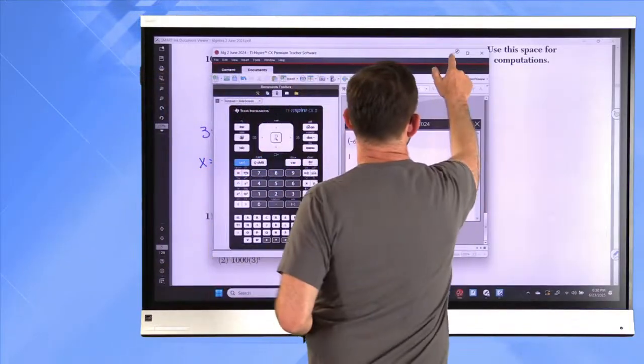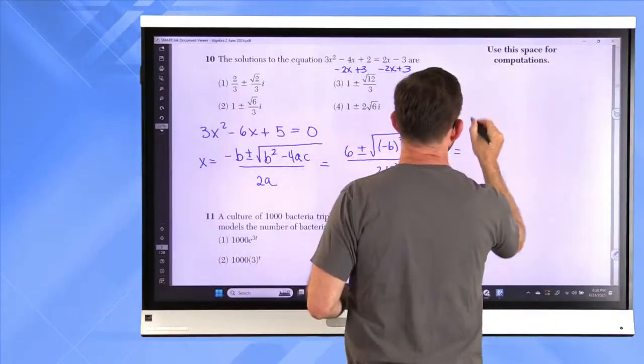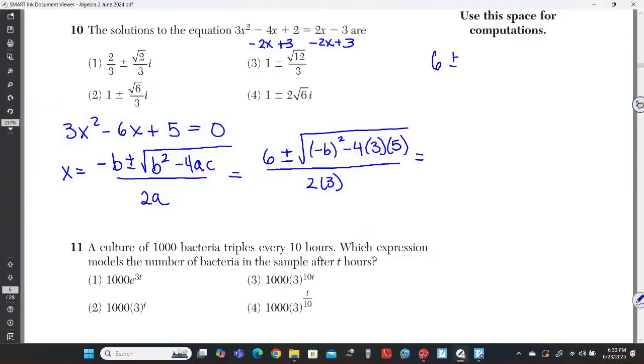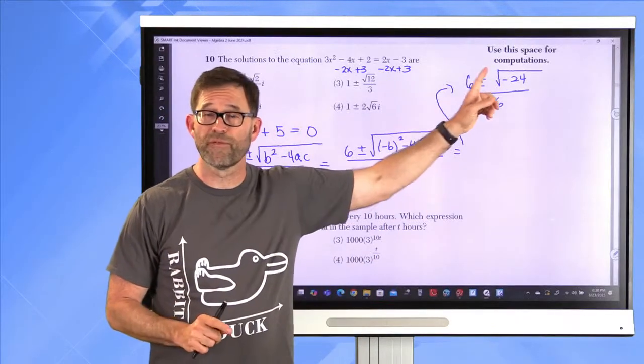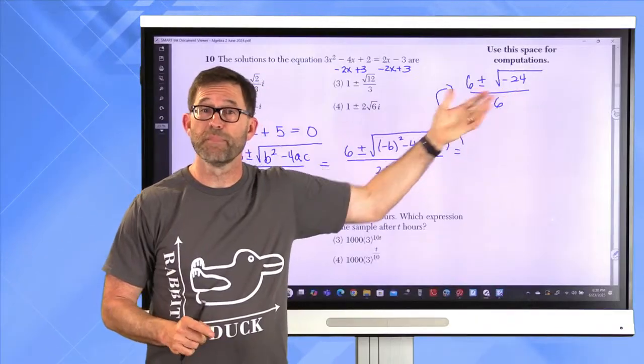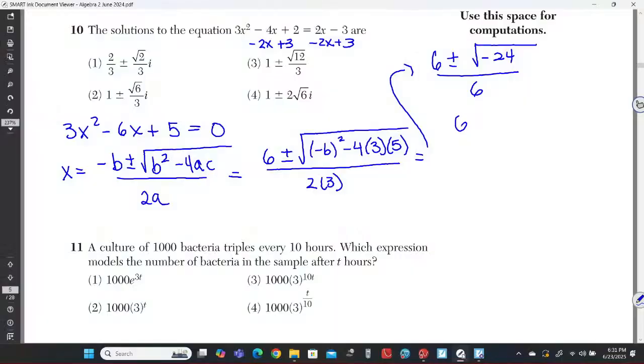All right, but let me get that -24 in there. So we're going to get 6 plus or minus the square root of -24, all divided by 6. All right. Now, we've got some work to do. We need to simplify this radical, and it's a bit ugly, all right? But let me kind of do this.